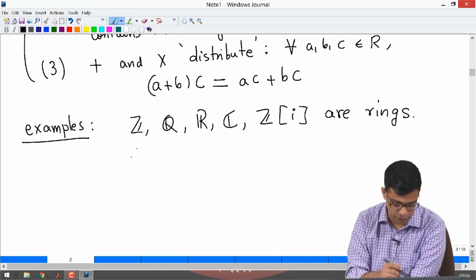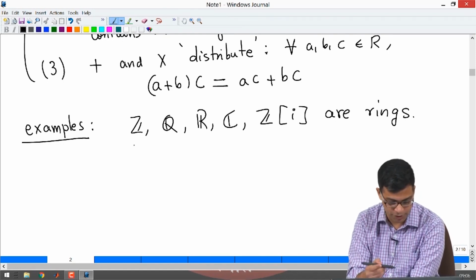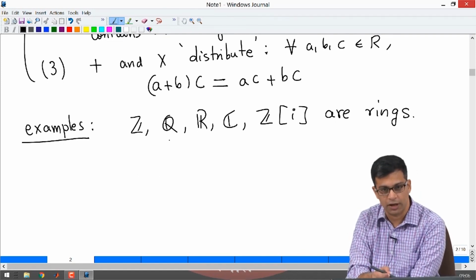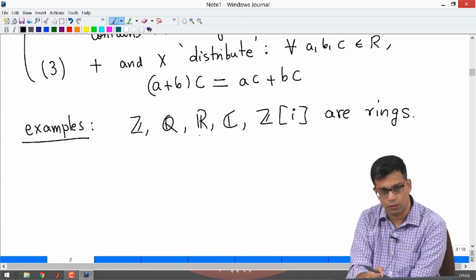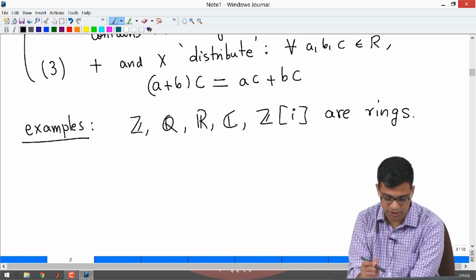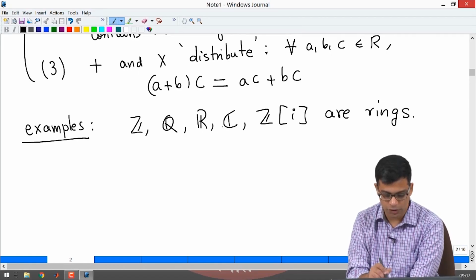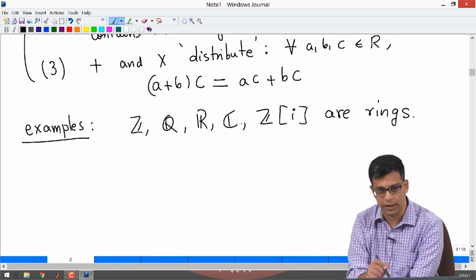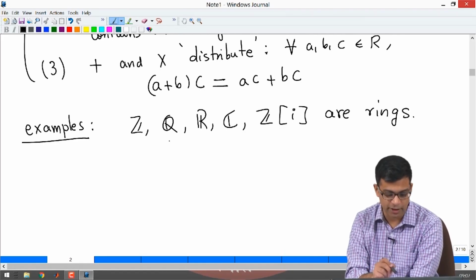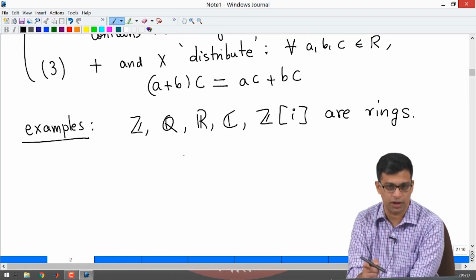In all these examples, there are two operations. You can add two integers, you can multiply two integers. You can add two rational numbers, you can multiply two rational numbers. You can add two real numbers, you can multiply. Similarly, you can add complex numbers, you can multiply complex numbers. In fact, Z, Q, R are all subsets of C. So, once you know that there is addition and multiplication on C, these sets inherit them. However, you have to check that these sets are closed under that operation.